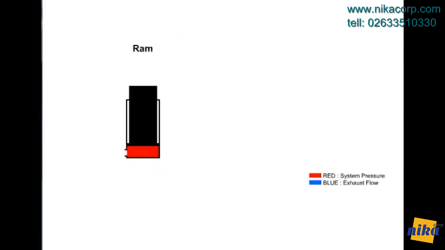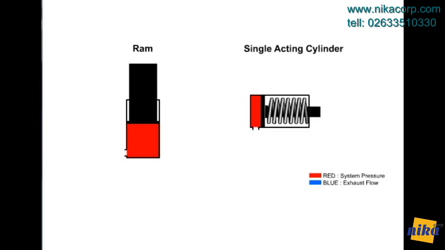A ram is perhaps the most simple of the actuators. It has only one fluid chamber and exerts force in only one direction. It is used in applications where stability is needed on heavy loads. A single acting cylinder is pressurized on one end only. The opposite end is vented to the tank or atmosphere. They are designed so that the load or a device such as an internal spring retracts them.